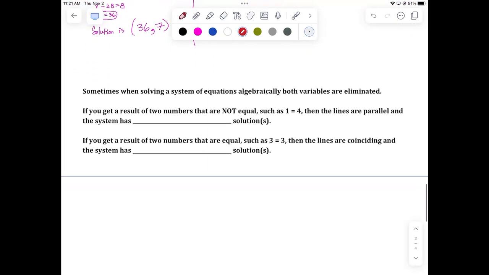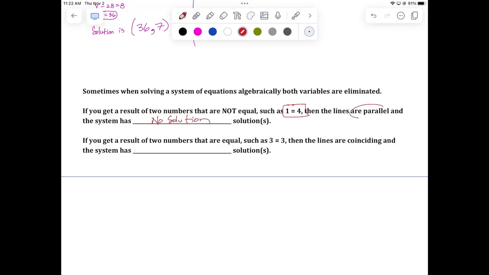Okay, let's answer these questions and we're done. Sometimes when solving a system of equations algebraically, both variables are eliminated. If you get a result of 2 numbers that are not equal, like what if you end up with 1 equals 4? Is that true? No, because 1 is not equal to 4, there are no solutions.